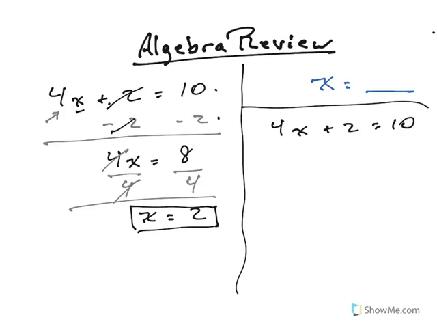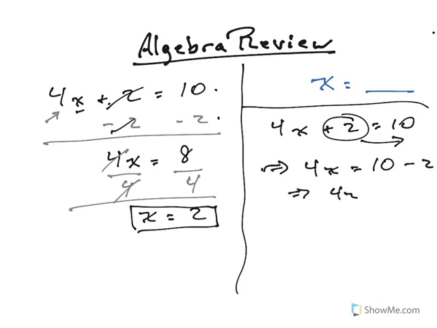However, for me, what I'm thinking about is this 2, I want to move it to the other side to get x by itself. And so I'm going to move the 2 to the other side. So what that means is I'm going to be left with 4x on this side. And over here, when I move the 2 over, because it was plus 2, it's now minus 2 on this side. So 4x equals 8.